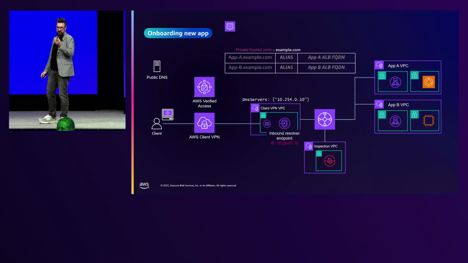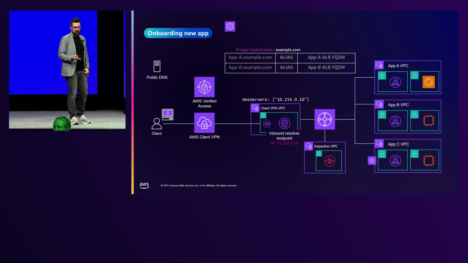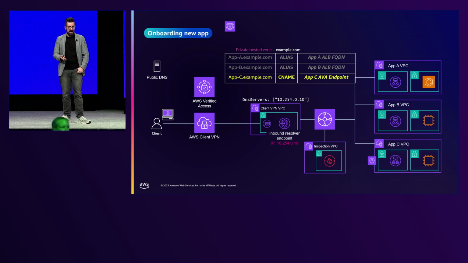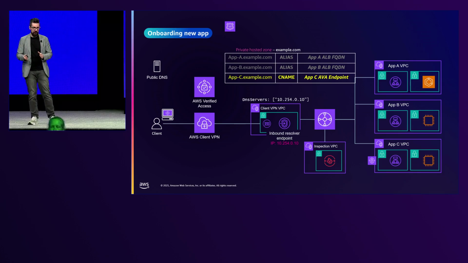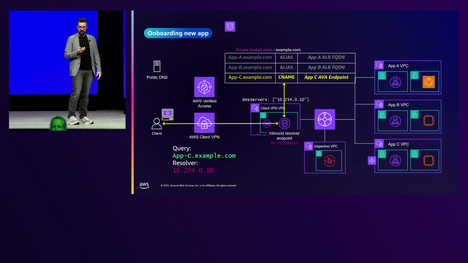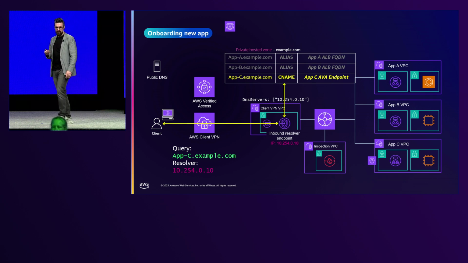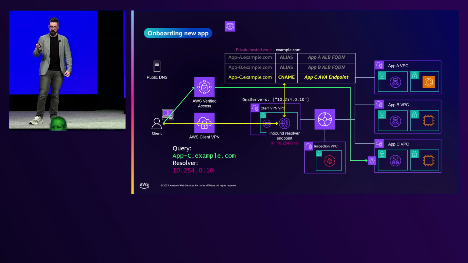So let's start by onboarding a new app. We'll call it app-C. So if we're going to use private DNS, we'll need to add an entry for app-c.example.com here with a CNAME to the AVA endpoint. So when my client is connected to the VPN, they'll use that same process as before to resolve that DNS name. And now my traffic will pass over verified access.